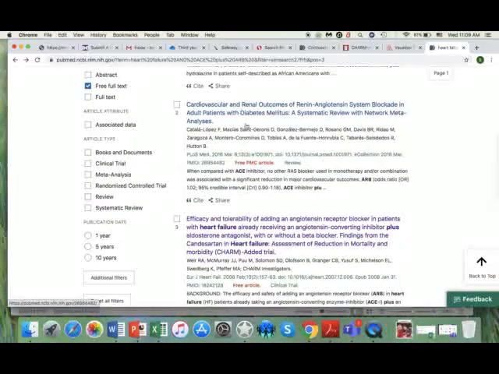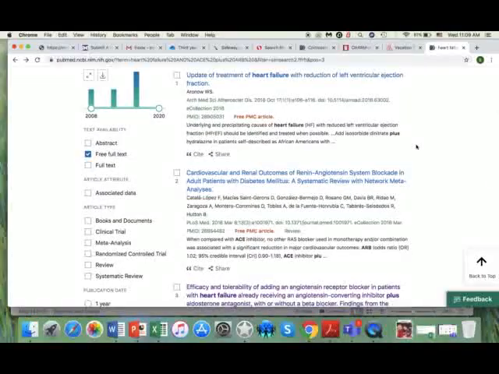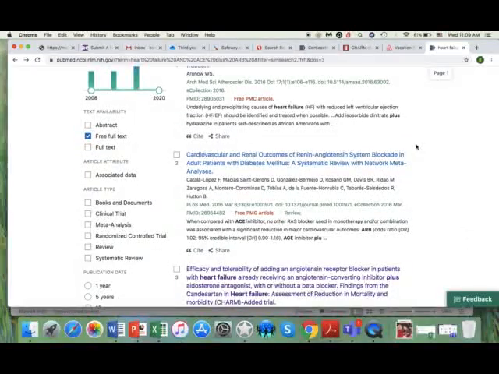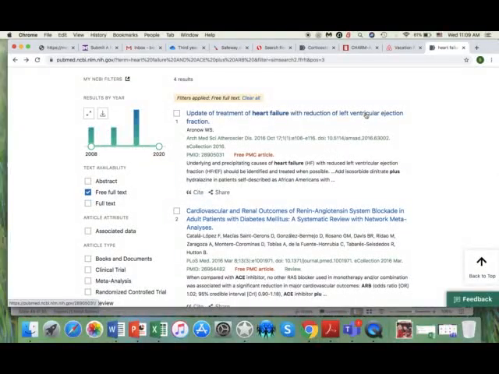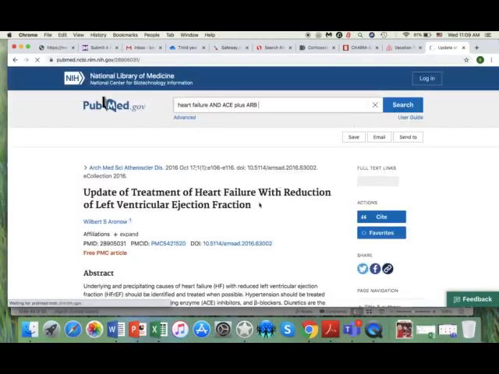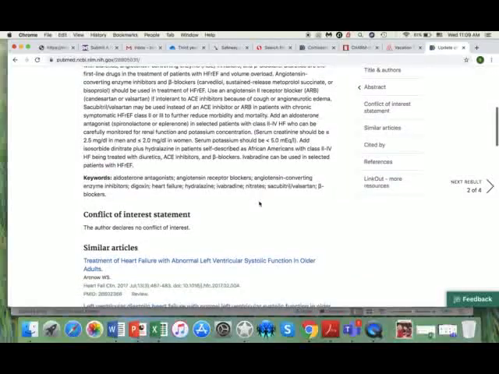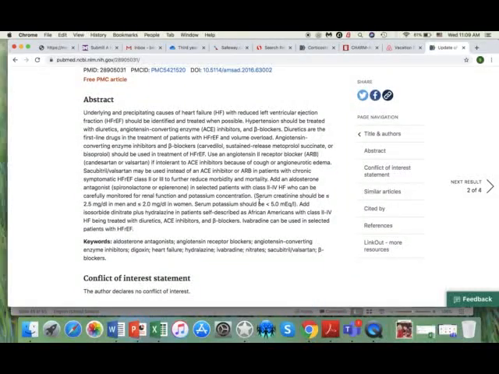You might need to open some different studies. So I might just open some of these and read just these first abstracts and say, okay, does this apply to the question that I have?